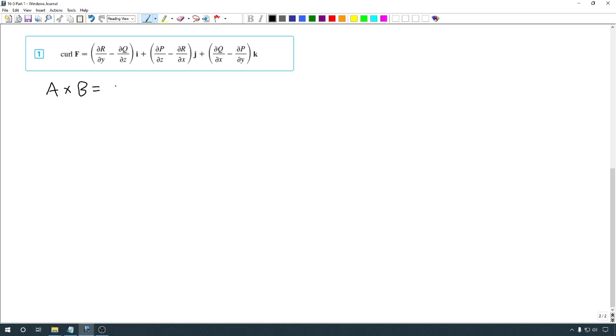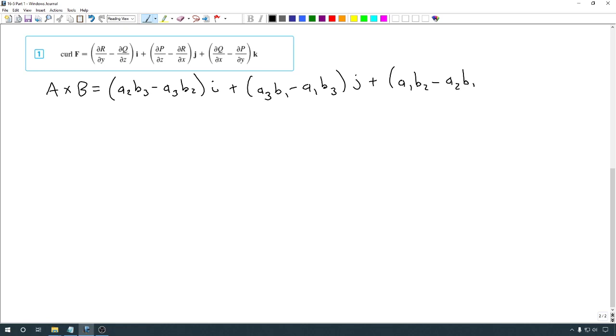If I write out the cross product of these, it looks like (A2B3 minus A3B2)i, plus (A3B1. Make that 3 look like a 3 and less like a 1. Minus A1B3)j, plus (A1B2 minus A2B1)k. Okay. These look very similar. Both of these are differences. Each of the components is a difference between two things.